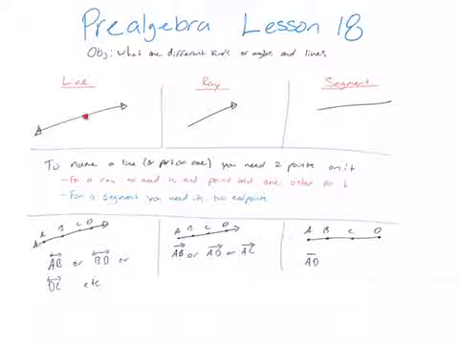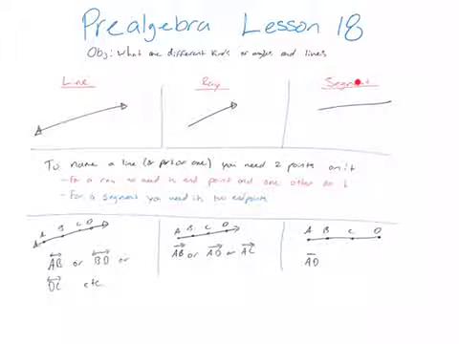Now a ray is half of one. Think about maybe taking this line and cutting it somewhere. So you start at a point and you go on forever. It's kind of like ray guns in old space movies. It starts at the gun and it shoots off forever in some direction. That's what we call ray guns. So it has a starting point and it goes forever in one direction.